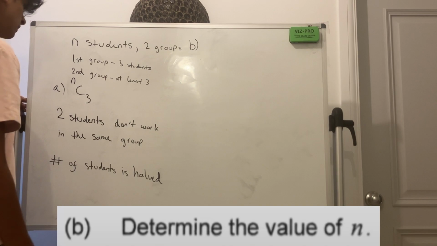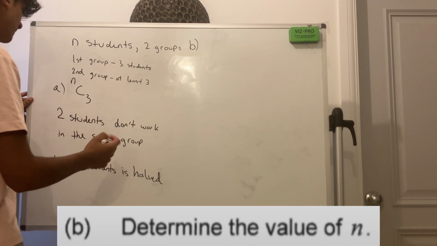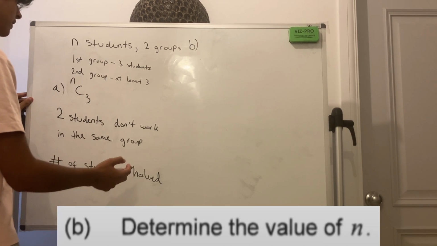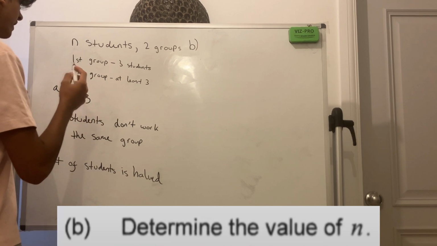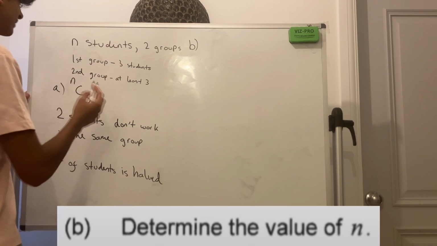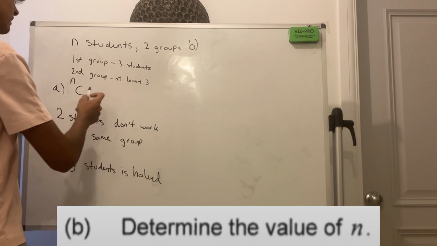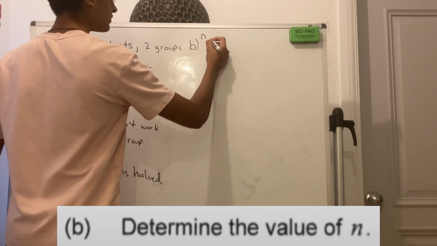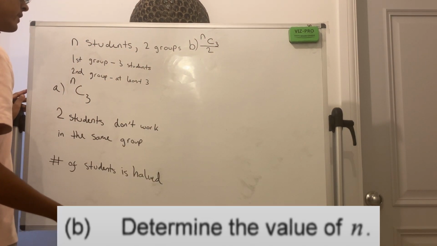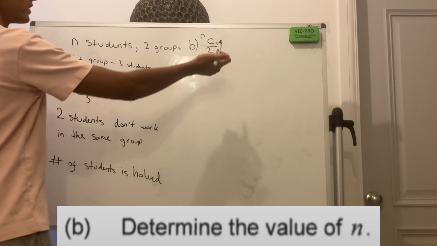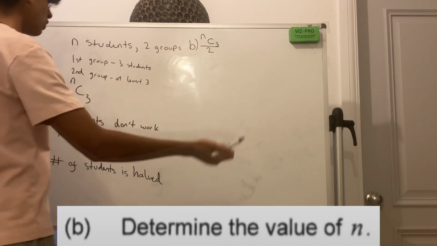So for question 9 part B, we're given that 2 students do not want to work in the same group together, and consequently the number of students is halved. Since this expression n choose 3 tells us the number of ways we can assign our n students, and we're given that these students are now halved due to this, this is going to be n choose 3 over 2. So I'll write that. And in the question, we're asked to determine the value of n. We can't really determine the value of n from this, so we know that this therefore must be equal to something, and from then on we can solve for n.